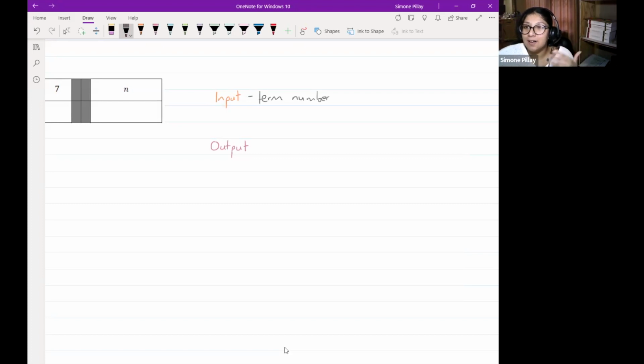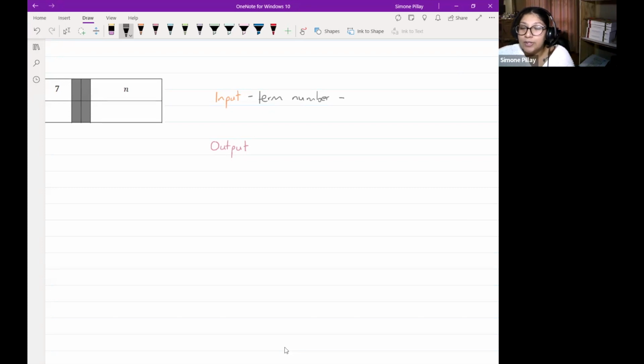Think again on the class list. If you are number 10 on the class list, that doesn't mean your name is 10. It just means you are the 10th person on the list. And so if we say term number 10, it doesn't mean that the value is actually 10. It just means it's the 10th number in the pattern. So that's our term number.